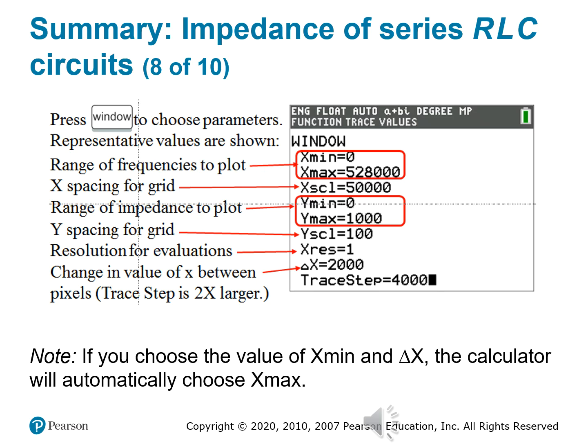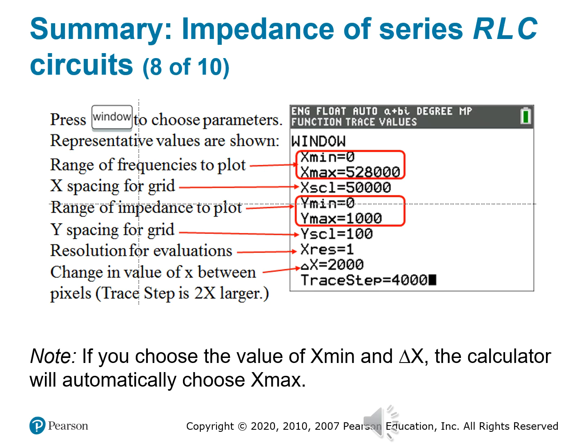So this is what you're going to do. Go ahead and press the window key to bring up the graph parameters. Set Xmin to 0. Set Xmax to 528,000. And this is your frequency range. It's perfect for exploring from 0 hertz all the way up to megahertz territory. The X scale, set that up to 50,000. This gives you evenly spaced tick marks for frequency, not too dense and not too sparse.